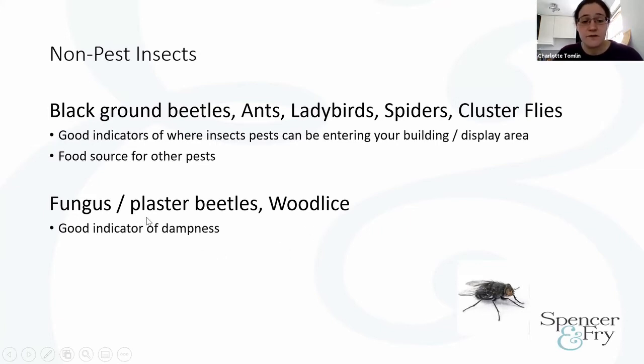But also fungus and plaster beetles, as well as wood lice, can be indicators of damp. Wood lice do eat wood, but the wood has to be very, very damp for them to actually be able to eat it. So they don't often affect museum collections unless there's been a very bad damp problem. But in the structure of your museum, if you see wood lice, then you know you have a damp problem that you need to rectify.